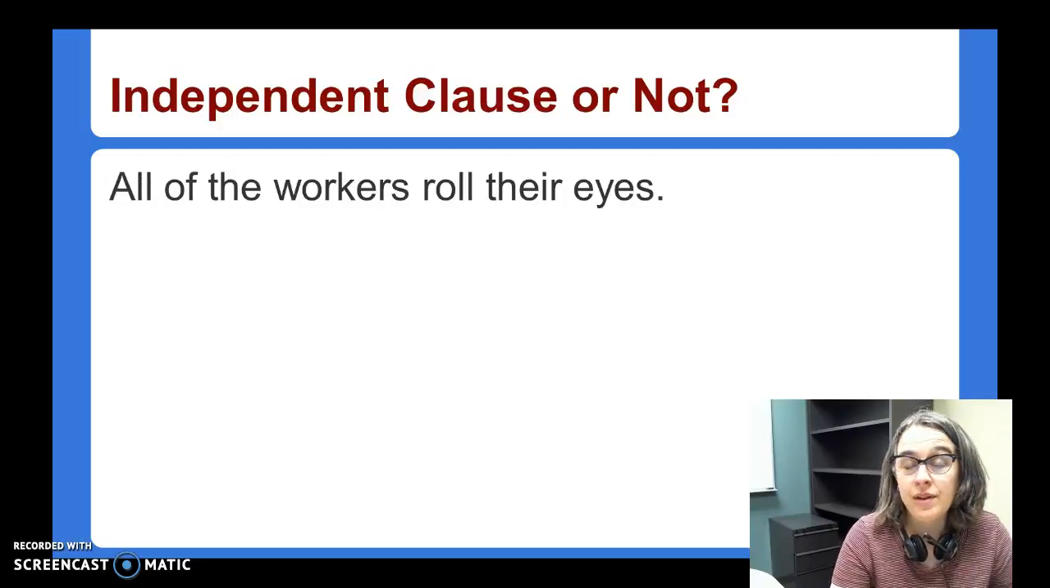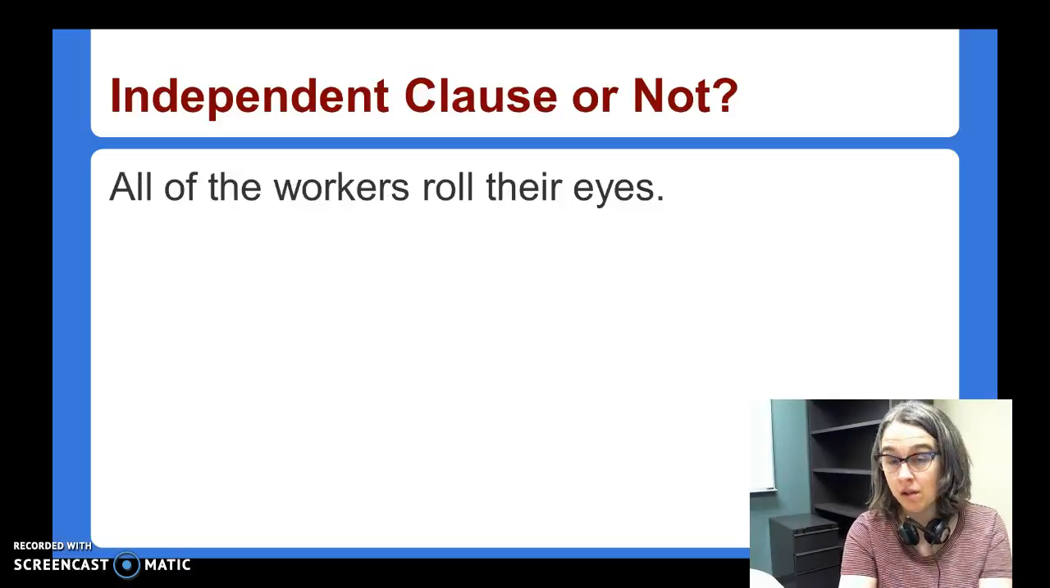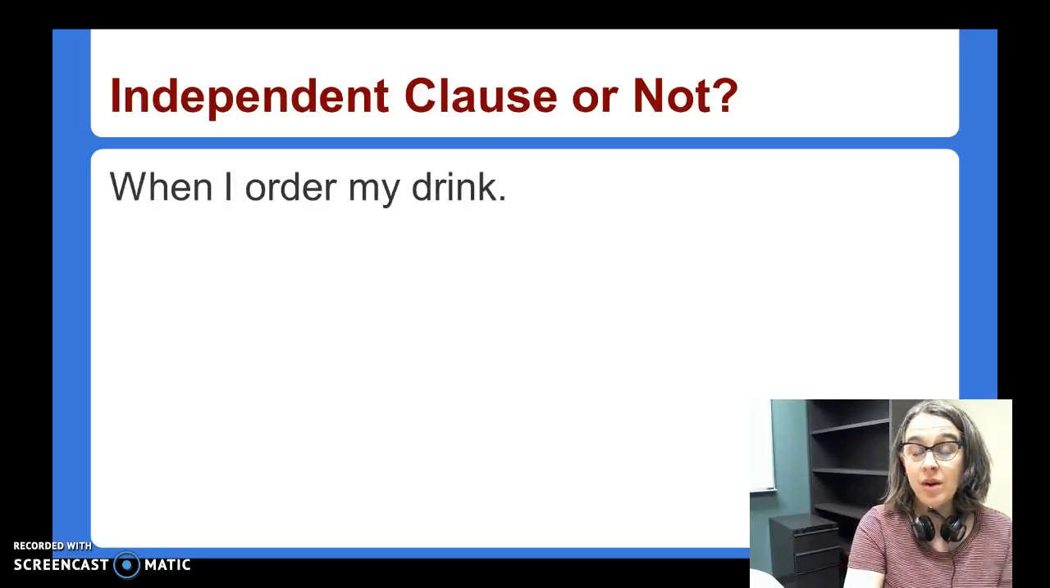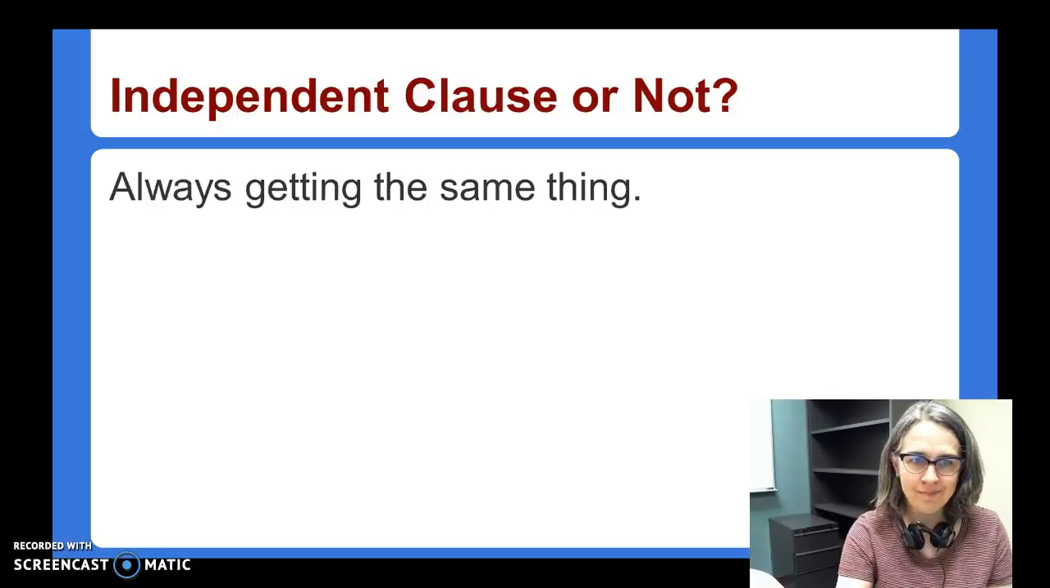All of the workers roll their eyes. Now that expresses a complete thought, right? And it has a subject and a verb. Of the workers here is something we call a prepositional phrase. So rolling is the verb, or roll. And who's doing the rolling? Yes, the workers are, but it's all of the workers. So it expresses a complete thought. Now ideally, we would go back and attach this dependent clause, when I order my drink, to all of the workers roll their eyes. So we would say, when I order my drink, comma, all of the workers roll their eyes, and combine that dependent and independent clause to make a complete sentence.